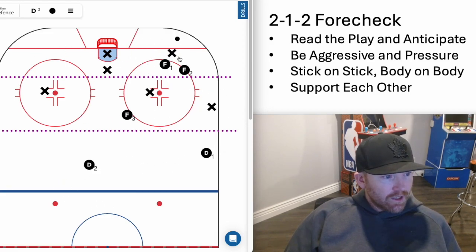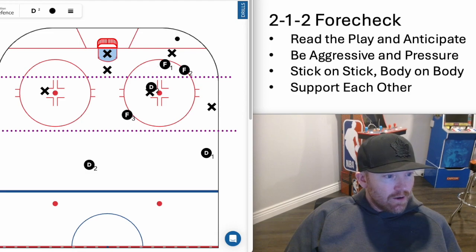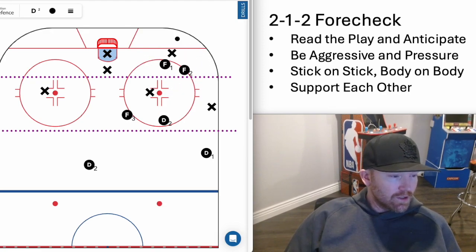If you look at this for a second, you'll see that we have two forwards in this bottom layer. That's the 2. We have the middle forward in the middle layer, so that's the 1. And then we have the 2 defense up top, which again is our 2. So you can tell now why this is called a 2-1-2 forecheck: we're structuring our players and positioning ourselves to be in a situation where we can disrupt.